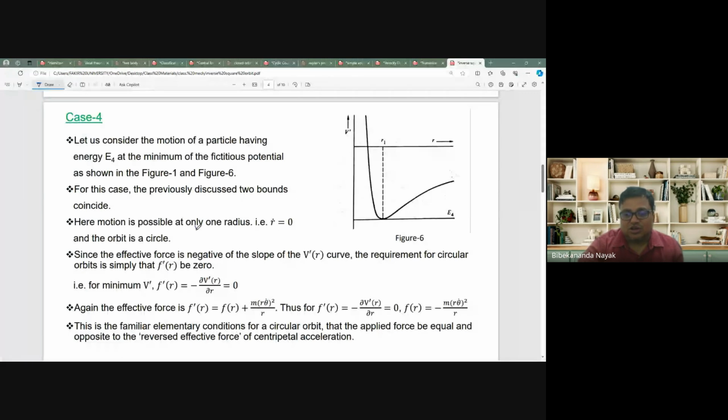Motion is a circle. We can also calculate from the mathematical form that at that point V effective prime r is equal to 0, but L is not 0, V effective prime r is minus f r plus m r theta dot square. If you calculate, you find f r is equal to minus m r theta dot whole square by r. Okay. So this is the necessary condition for circular orbit. So these are the 4 cases of orbits. Okay. Next we go to Kepler's problem.